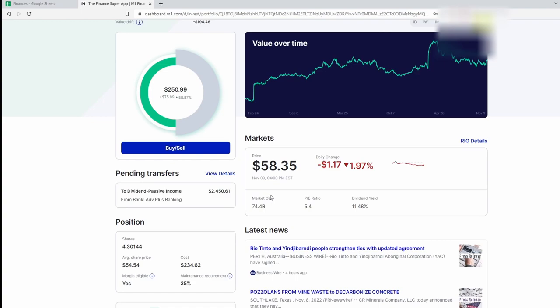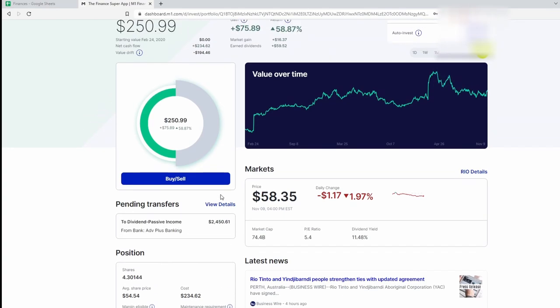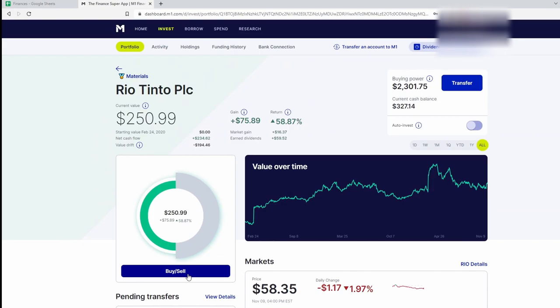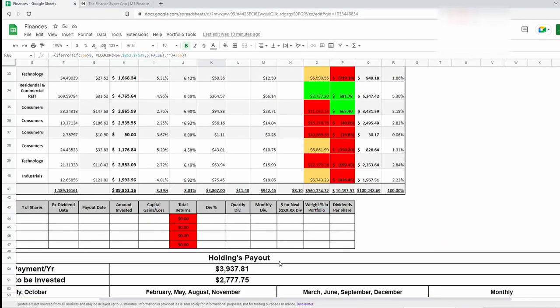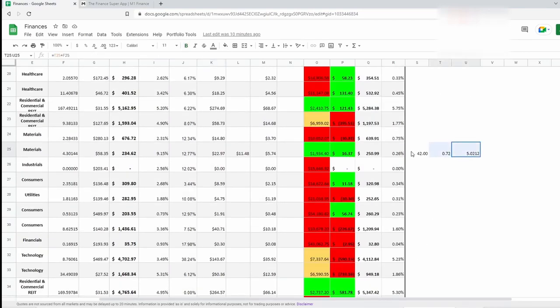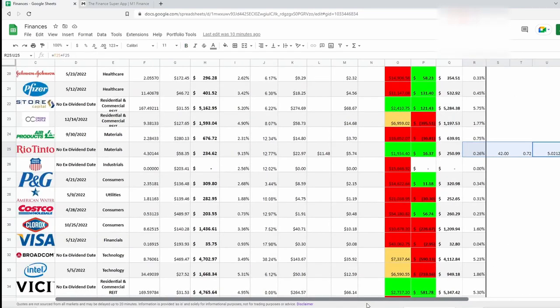I wish I would be buying this at like 53 back when it was just a couple days ago, but oh well. My average share price is 54, so I'm definitely buying right now at a premium, but it is what it is. So let's buy. For Rio Tinto, I do not have it here because Rio Tinto pays semi-annually, but I actually came up with it over here.